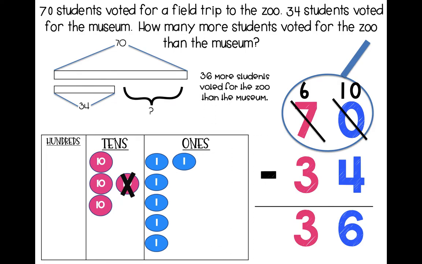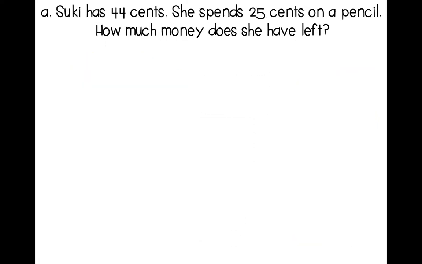Very good. 36 more students voted for the zoo than the museum. Great job, friends. Let's try another one. Suki has 44 cents. She spends 25 cents on a pencil. How much money does she have left?